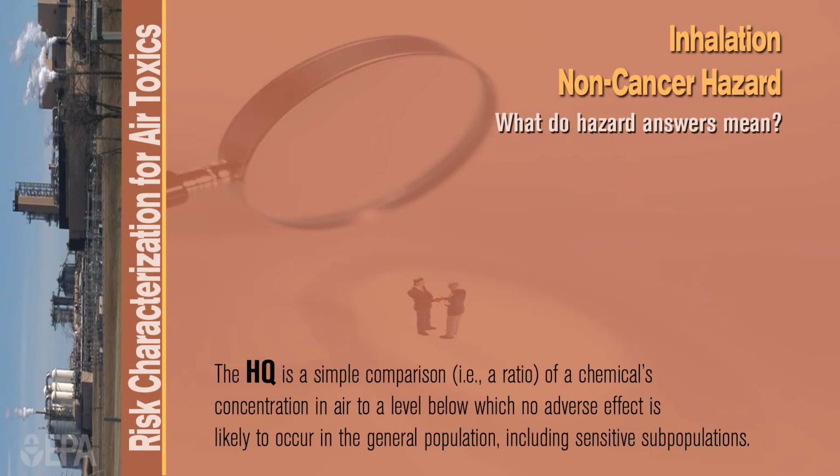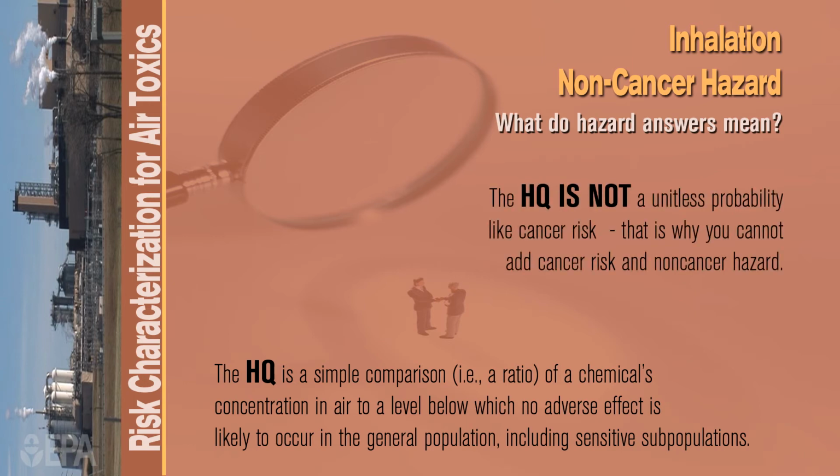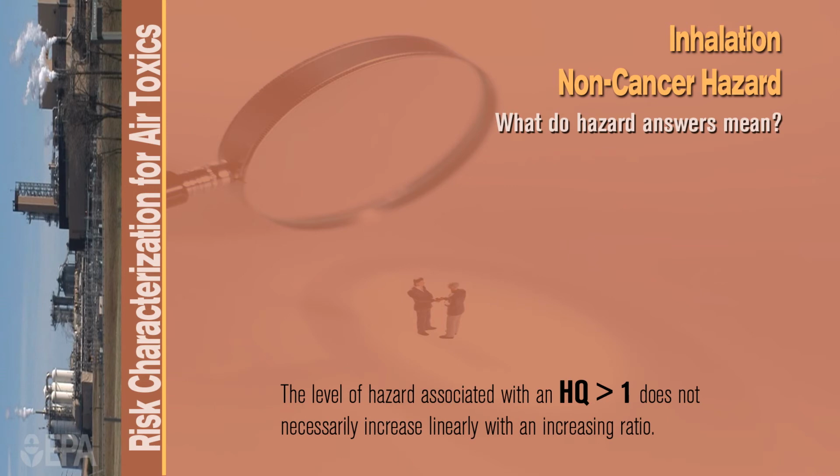The hazard quotient, or HQ, is a simple comparison of a chemical concentration in air to a level below which there's no adverse effect. The hazard quotient is not a unitless probability like a cancer risk is, and for this reason we cannot add cancer risk and non-cancer hazard. In addition, a hazard quotient above 1 does not necessarily increase linearly as the ratio increases.